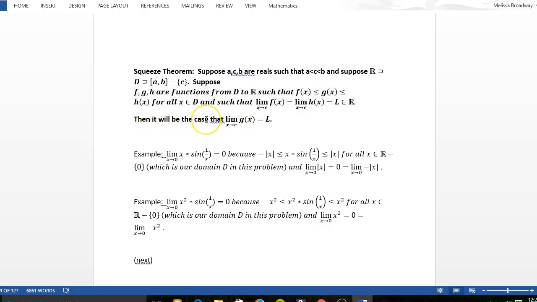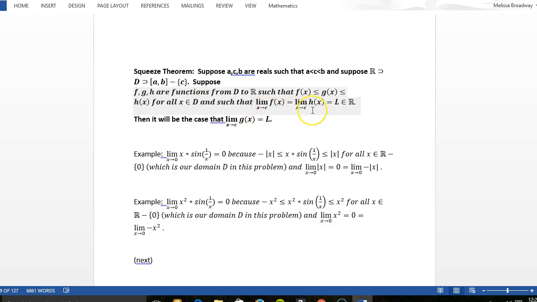Then it will be the case that the g limit will exist and it will equal L. So the g limit must exist and it must equal L, given all this up here. The thing that's going on here is that for all x in my domain, g is trapped between f and h, okay? g is sandwiched. Some people call this the sandwich theorem. I'm calling it the squeeze theorem. But g is squeezed or sandwiched between f and h.